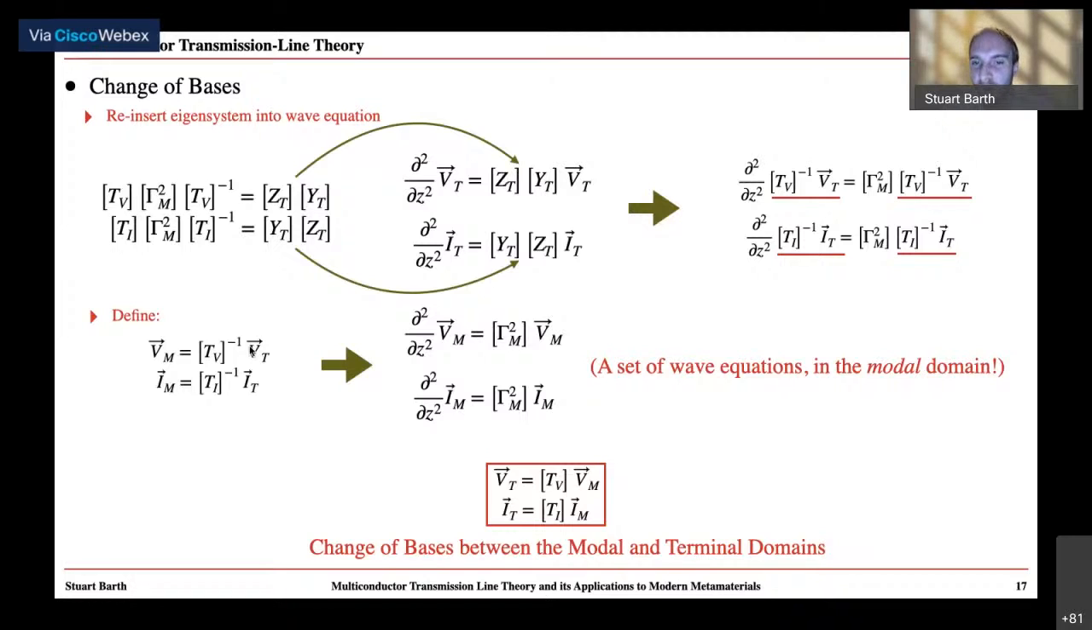And we note that if we perform this substitution, what we get is a set of wave equations in the modal domain. So what we've done now is transform the basis of our system from the basis of terminal domain voltages and currents into the basis of propagating modal domain voltages and currents. As shown in the bottom middle, these are the exact equations we use to change bases between modal and terminal domain. The change of basis is a very mathematical concept, as you know, but it's very valid here. And as I'll show going forward, the fact that we know it's a change of basis allows us to make some inferences about the physical quantities of the mode.